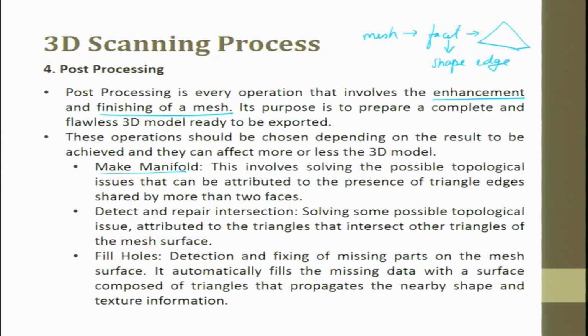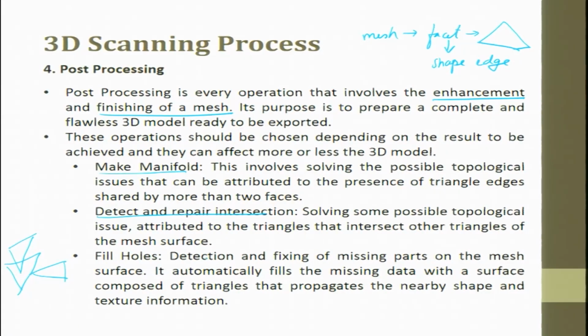Detection and repair. So what happens is, you might have a triangle, you might have another triangle like this, or you might have a triangle like this which pierces into the other triangle. So now these things are called defects and repair. So you detect the defects and then you repair the intersection, solving some possible topological issues attributed to the triangles that intersect other triangles of a mesh surface.